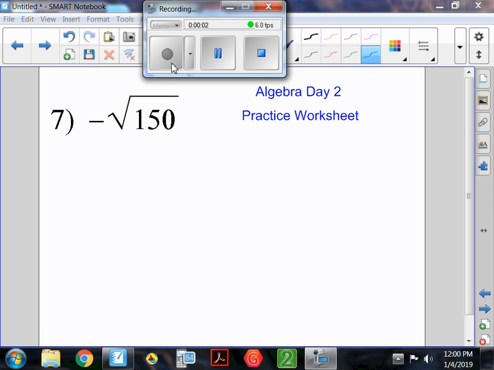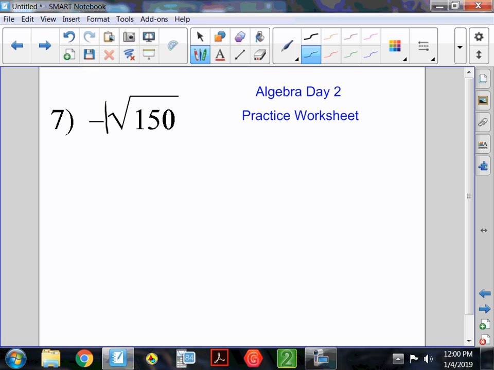This is the Algebra Day 2 practice worksheet, number 7. You have negative root 150. And negative really just means negative 1 times the square root of 150. I'm going to break down the square root of 150.